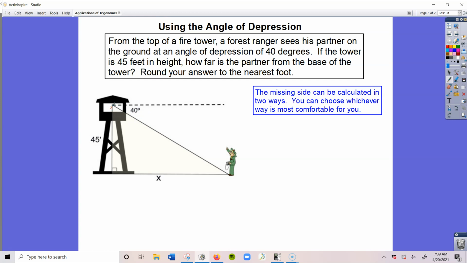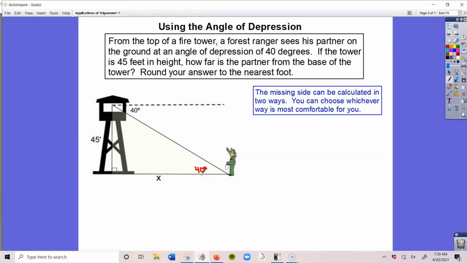So remember that that is from the horizontal line of sight to the triangle. So we can do this particular problem in two ways. I'm going to show you both. I'm going to start off by using the relationship of alternate interior angles. So that means that this angle here would also be 40 degrees.